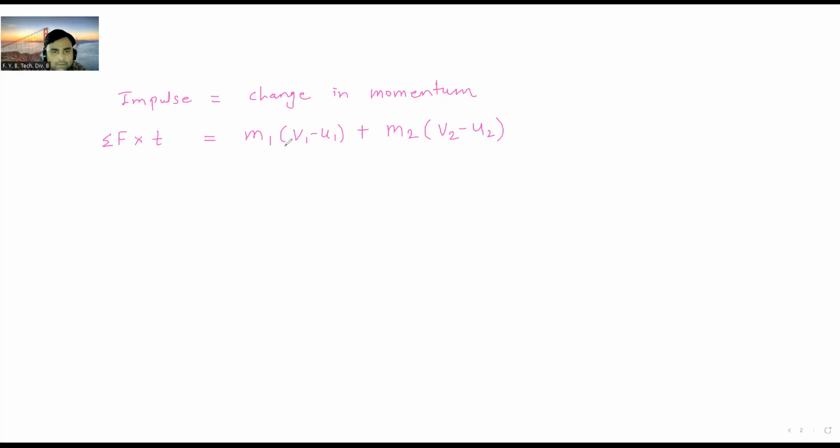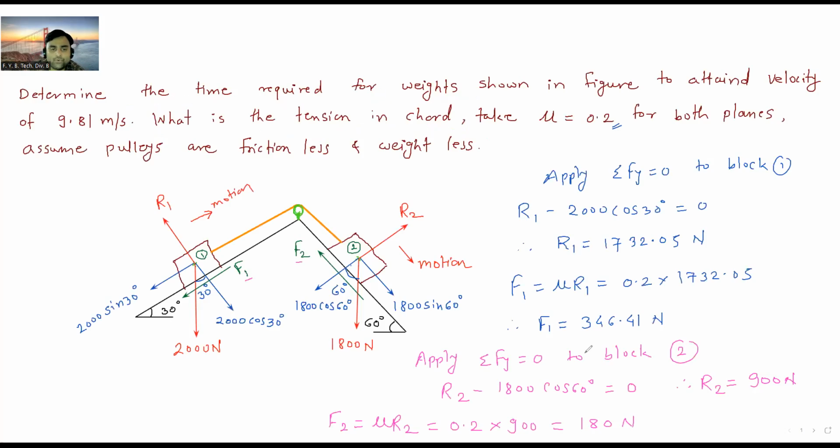Now, summation F. See the forces which are in the direction of the velocity. Motion is in this direction, so velocity is also in this direction. For the block of 2000 newton, the direction of motion is towards the right-hand side. So the forces parallel to this plane, that we will consider in summation F. Which are those forces? First is 2000 sine 30. But this force is in the opposite direction to the velocity, so we should take it as minus. So it will be minus 2000 sine 30. This is the first force.